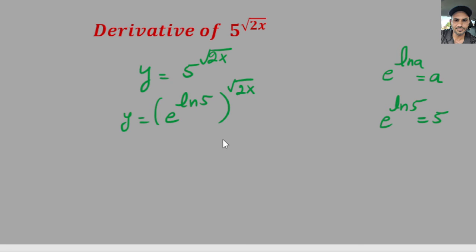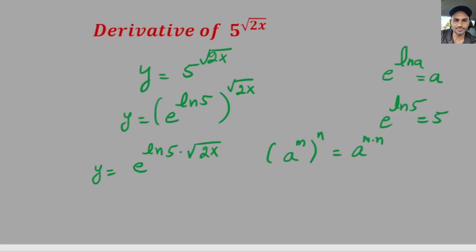Okay. Now I'm going to use a property of exponents. If we have a raised to the m power, and that's raised to the n power, it equals a to the m times n. So we basically multiply the exponents. Similarly, we have e raised to the ln of 5, and then the whole quantity is raised to the square root of 2x. So we can just multiply these two exponents together by using the property of exponents. So y equals e to the ln of 5 times the square root of 2x.